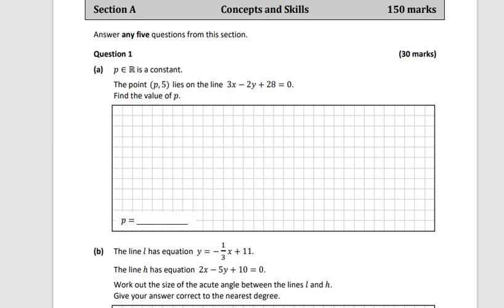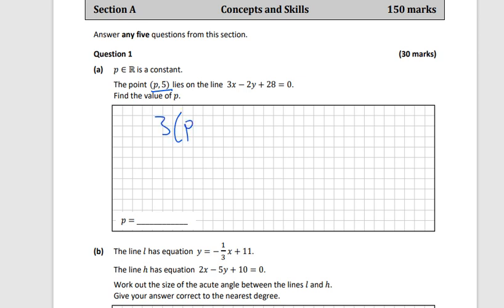Yeah, folks, this is the Leaving Cert Maths Paper 2 for 2025 higher level. So the first question starts off as we just have to put in the p and the 5 instead of x and y in the equation and figure out what p is.